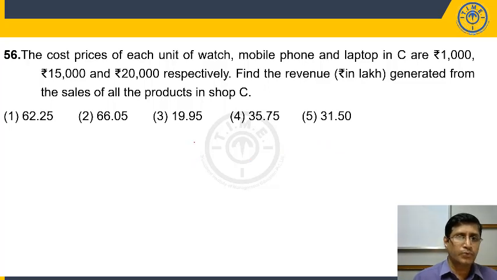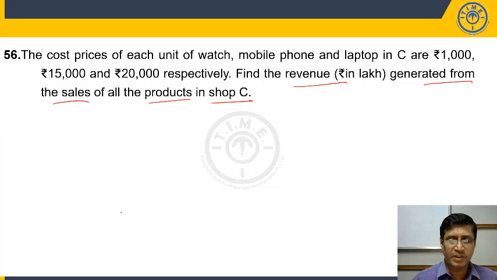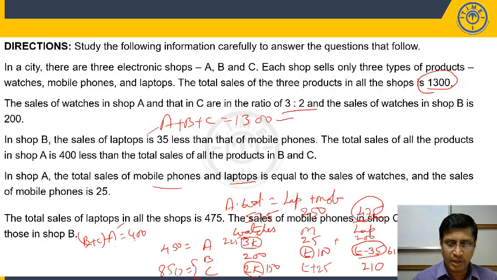The cost price of each unit of watch, mobile phone and laptop in C are 1000, 1500 and 20,000 respectively. Find the revenue generated from the sales of all the products in shop C. So what are the shop C values? If you observe this carefully, shop C is 150, 125 and 210.